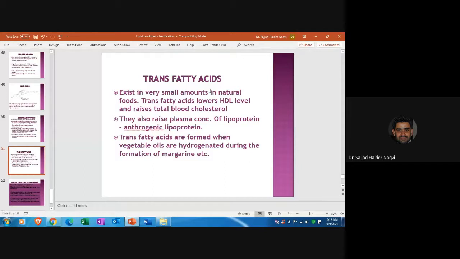Trans fatty acids lower the HDL level and raise the total blood cholesterol, as we discussed earlier on. They also raise the plasma concentration of lipoprotein. Trans fatty acids are formed when vegetable oils are hydrogenated during the formation of margarine. The vegetable oils are converted to vegetable ghee and then margarine by the process of hydrogenation. That process results in the formation of more trans fatty acids. And that's why we say that vegetable ghee or margarine are unhealthy products, because they have trans fatty acids in them.